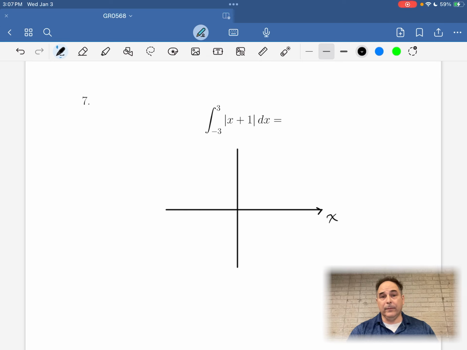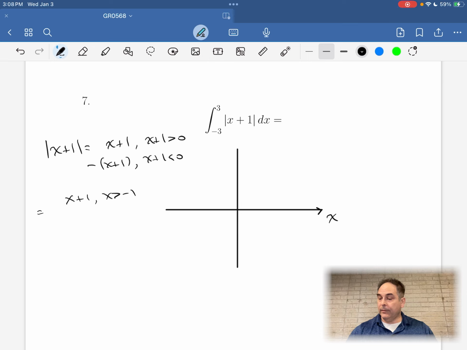Remember, absolute value takes positive numbers and leaves them alone, and it takes negative numbers and negates them. Another way of saying that is that the absolute value of x plus 1 is equal to x plus 1 when x plus 1 is positive, but it's -(x plus 1) when x plus 1 is negative. Figuring that out, this tells us that this is x plus 1 when x is greater than -1, or -x minus 1 when x is less than or equal to -1.